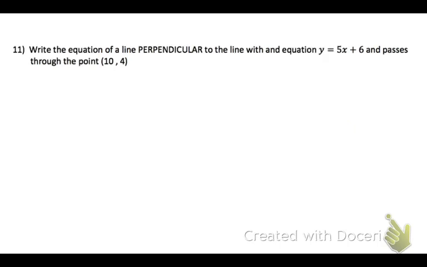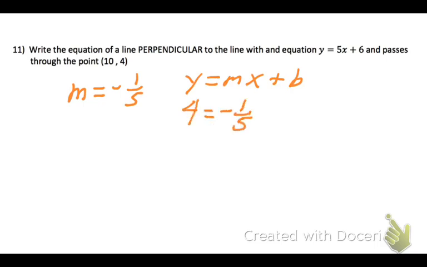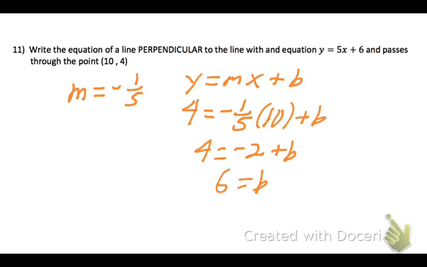Moving right along. Perpendicular. Perpendicular is going to have opposite reciprocal slopes. So we're going to have a slope of negative 1/5. Again, plugging things into y equals mx plus b. Putting 4 in for y, m is negative 1/5, x is 10, plus b. So a fifth of 10 is 2, making it negative. We're going to add 2 to both sides, and there's a b of 6, which gives us a final answer of y equals negative 1/5 x plus 6.